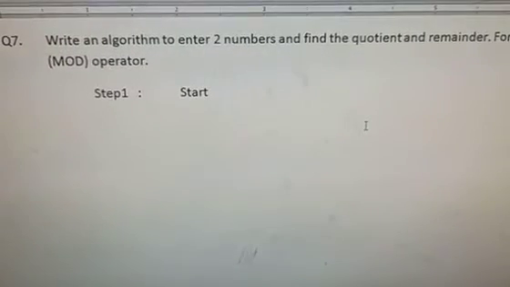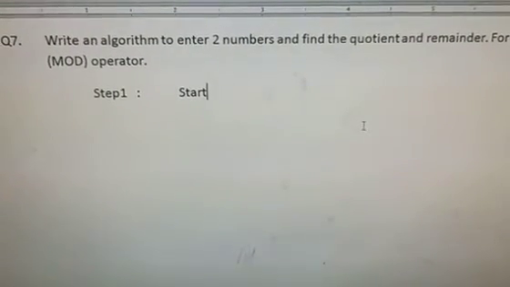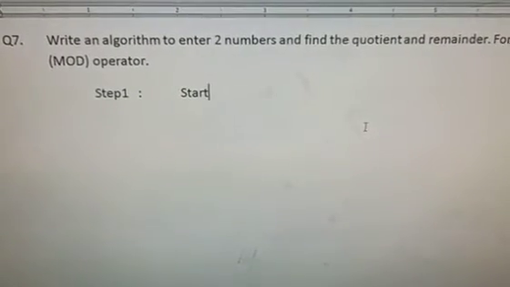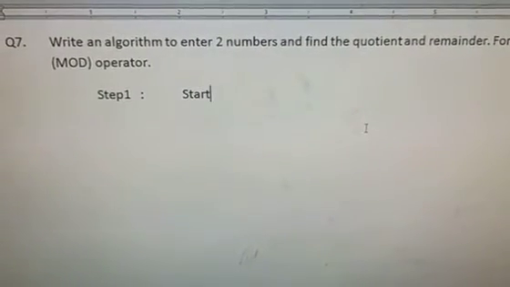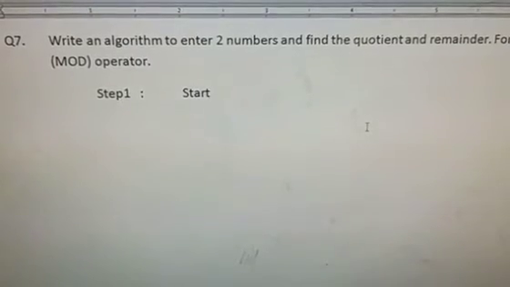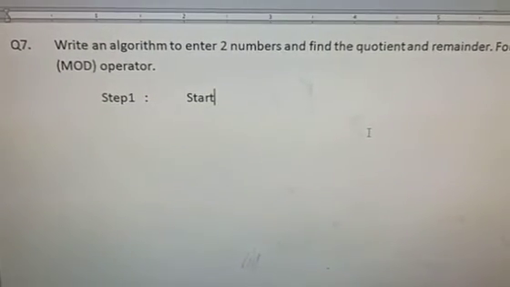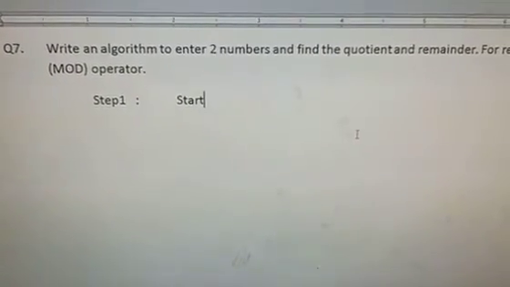Good morning everyone. Now see, we are going to discuss one more problem. In this program, we are supposed to write an algorithm in which we are entering two numbers and finding the quotient and remainder. And for finding the remainder, we are not supposed to use the modulus operator, right?